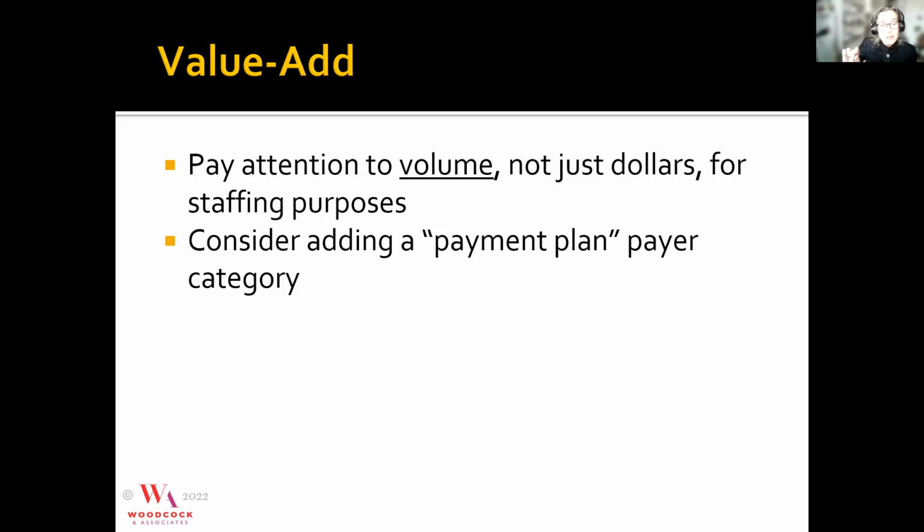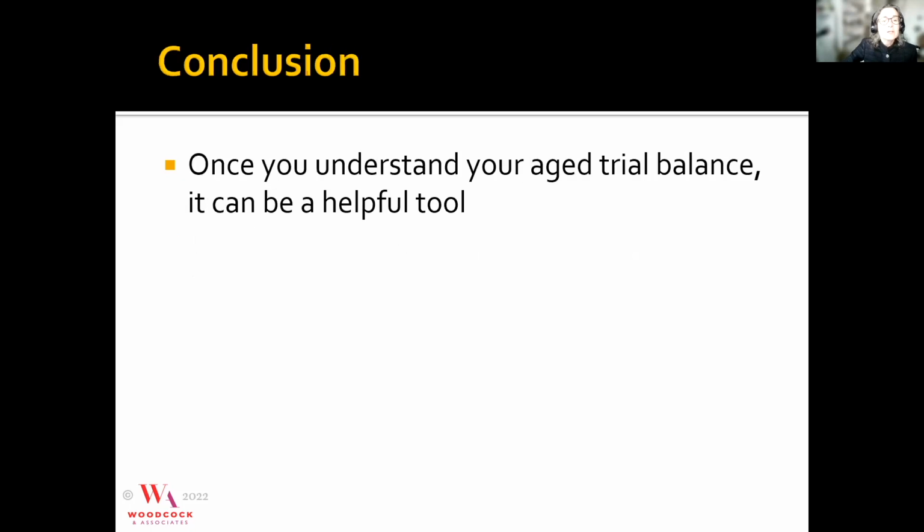So add a separate category, and once a patient does go on a payment plan, put them in that category, and it really can add a lot of value to your business intelligence that you can achieve from your age trial balance. So I hope that you have understood the nuances of an age trial balance in a healthcare organization. I hope this has really been a great training and learning opportunity, because an age trial balance can certainly be a helpful tool if you understand what it represents and how to manage the tool yourself.